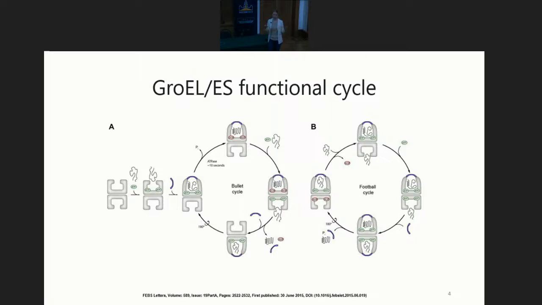X-ray has obtained structures supporting both kinds of cycles. Now there is also data about the fact that rings can separate. There was a paper published in 2021, I guess, showing that in the course of the cycle, the rings get separated, and there can even be an exchange between different GROEL complexes with these rings. But let's focus on bullets and footballs for now.